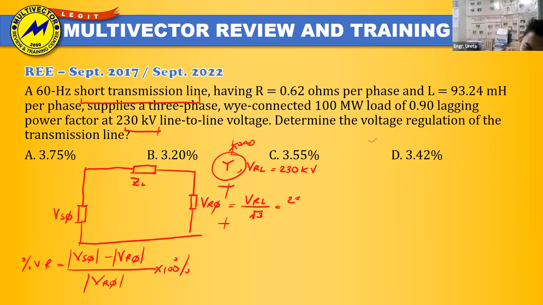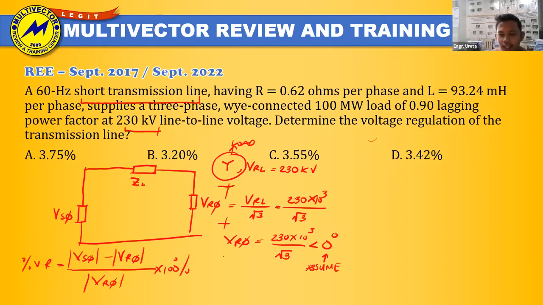230 kV, or 230 times 10 raised to 3, all over square root of 3. Wag muna natin lagyan ng angle, ito muna yung magnitude. Therefore, our receiving end voltage per phase is 230 times 10 raised to 3 all over square root of 3. First step for this particular problem. Para mas madali, i-assume natin na yung receiving end voltage per phase natin is at reference.